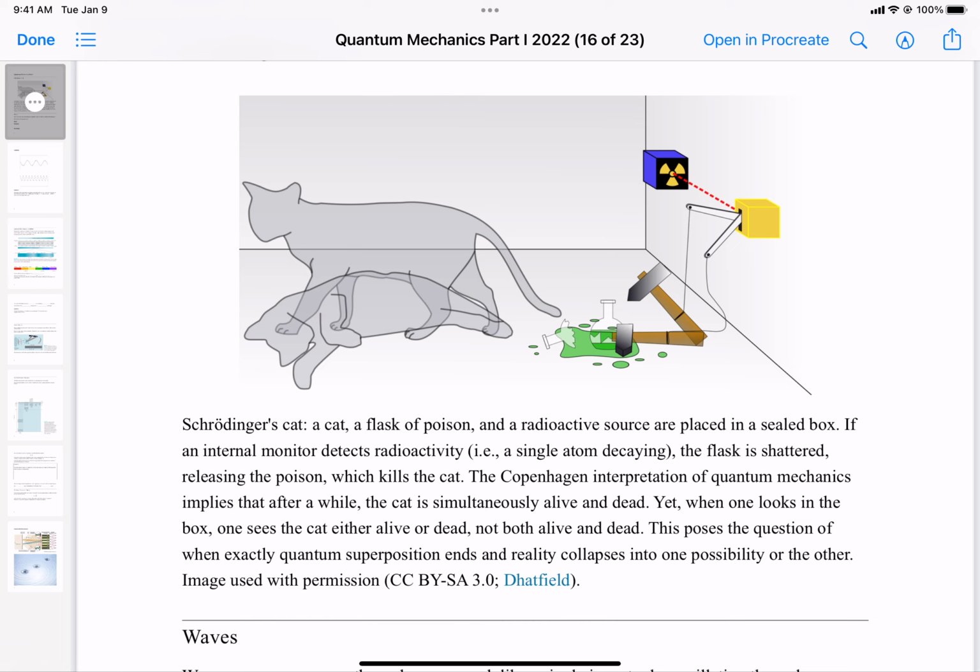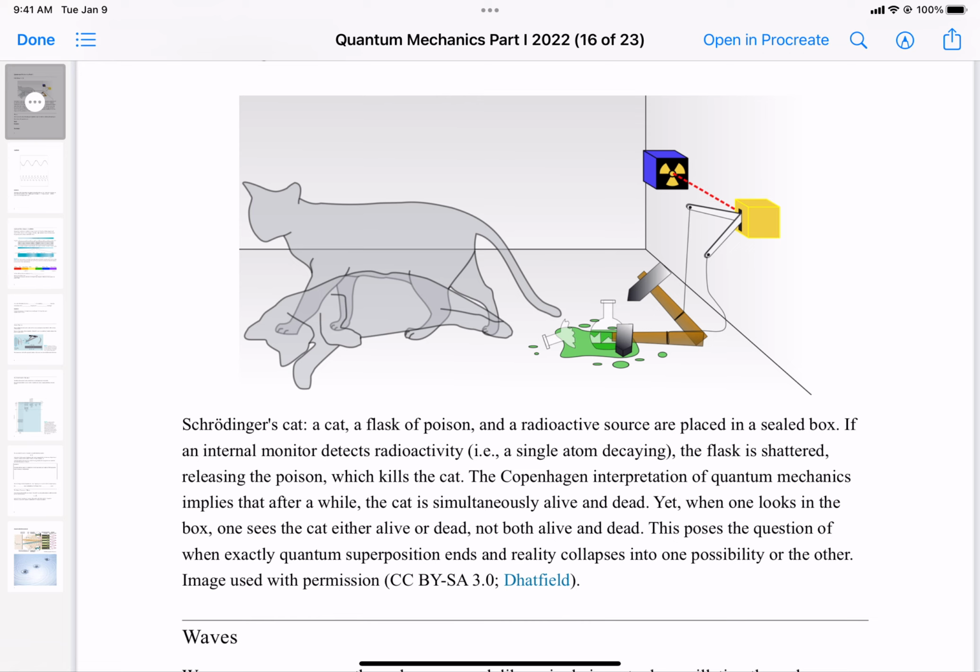Is the particle in the ground state, or is it in an excited state? However, if we consider that reality with this experiment, we have a conundrum here. When we look in the box, the cat will be either alive or dead, not both alive and dead.